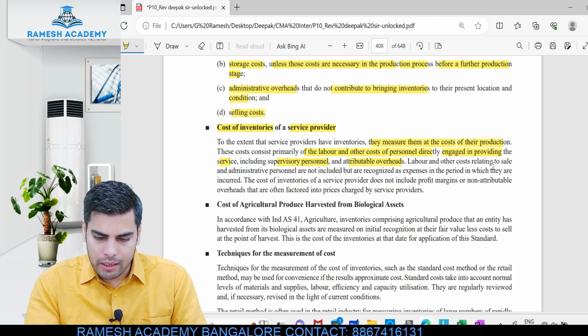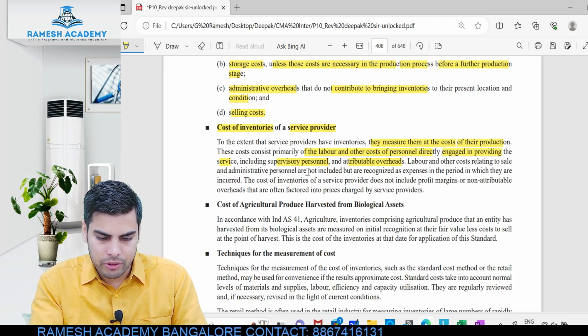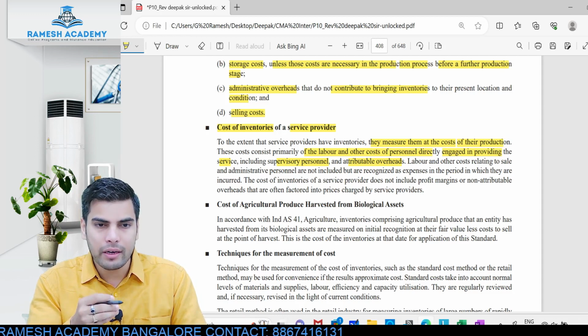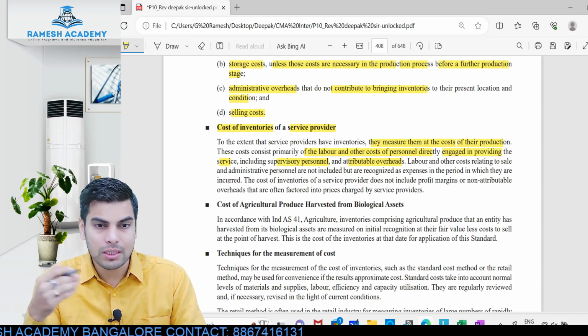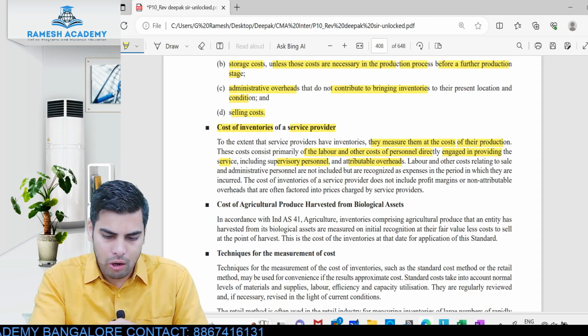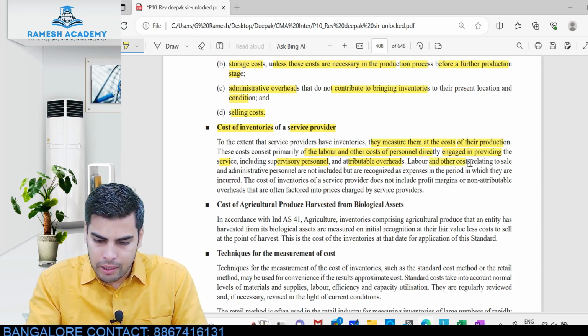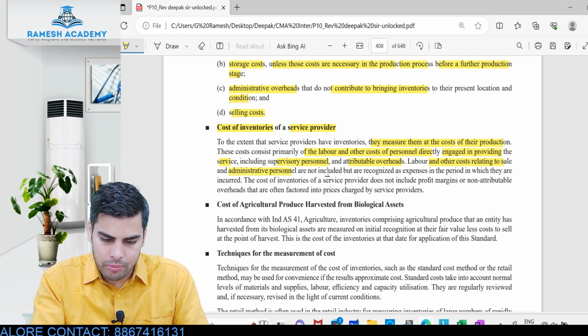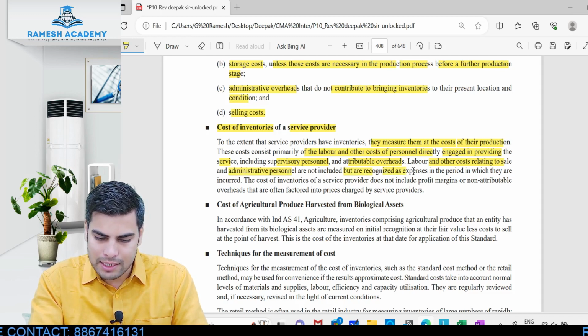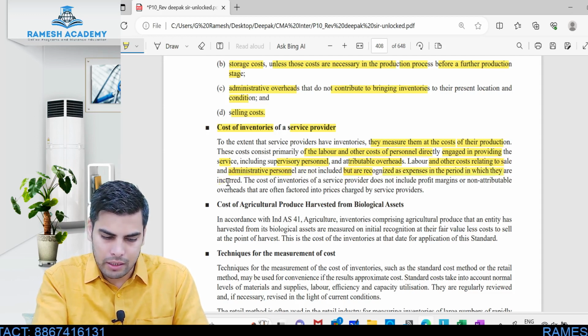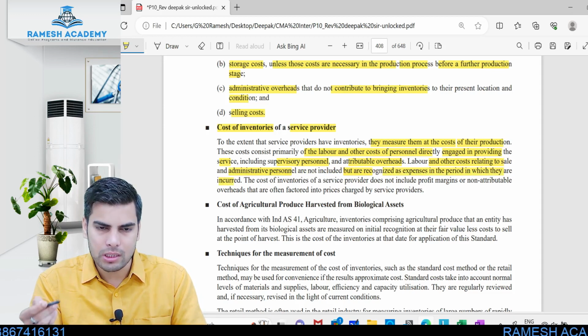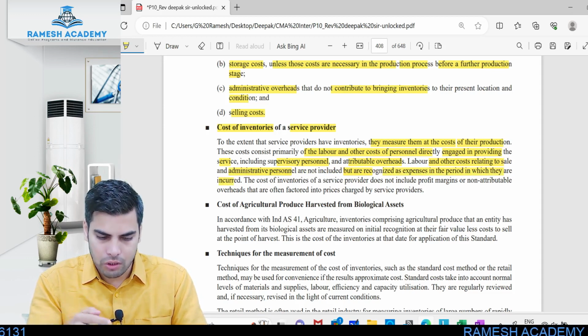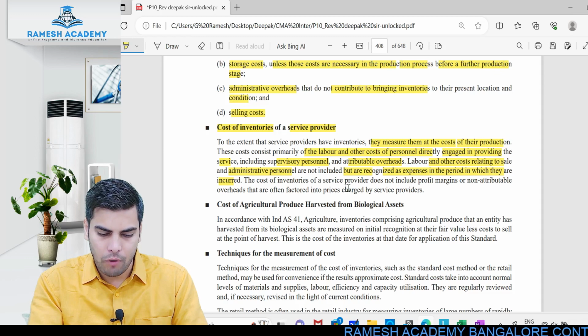Okay, so labor and other costs relating to the sale and administrative personnel are not included. Anything relating to administration and selling expenses are indirect expenses, they will not be forming part. Look at this. Labor and other costs relating to selling and administrative personnel are not included but are recognized as expenses in the period in which they are incurred. So they are recognized as indirect expenses but not for the purpose of valuation of inventory. The cost of inventory of service providers does not include profit margins or non-attributable overhead that are often factored into the price charged by the service provider.